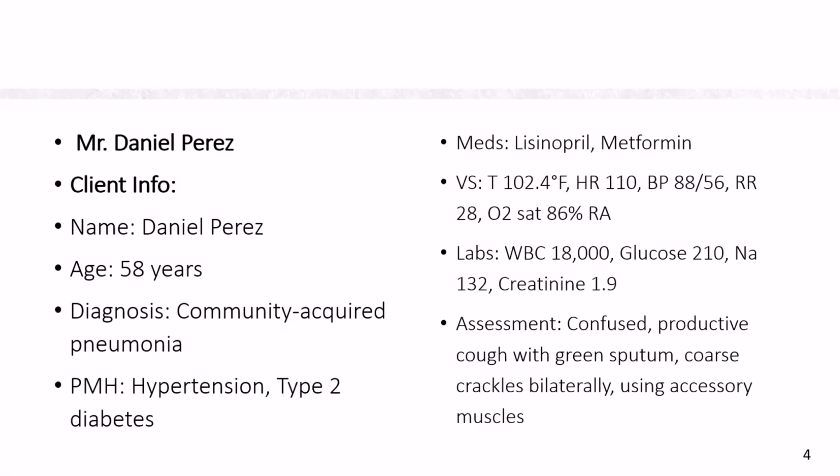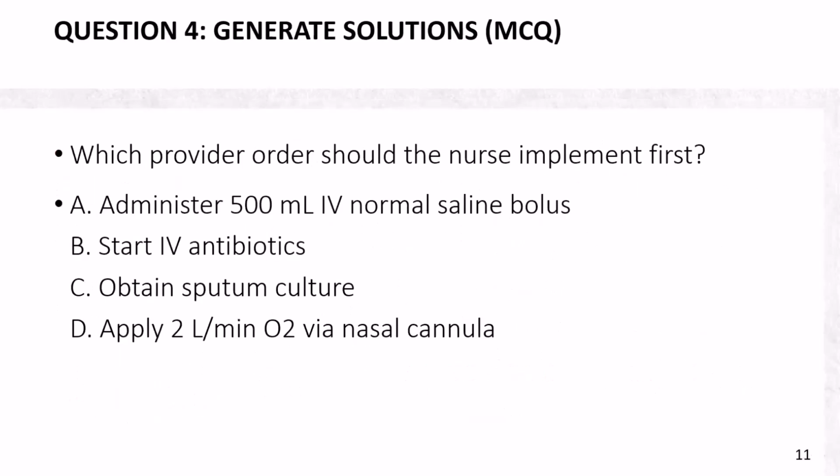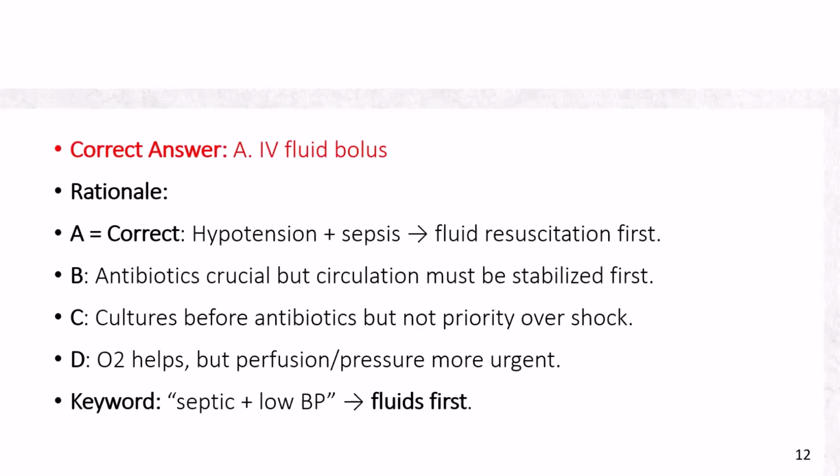Put everything into perspective. Your client has community-acquired pneumonia. He's 58 years, and his blood pressure is 88/56. Are you happy about it? His WBC is 18,000. Oxygen saturation is 86. So in this old man, which one will kill your client first? It's the blood pressure.